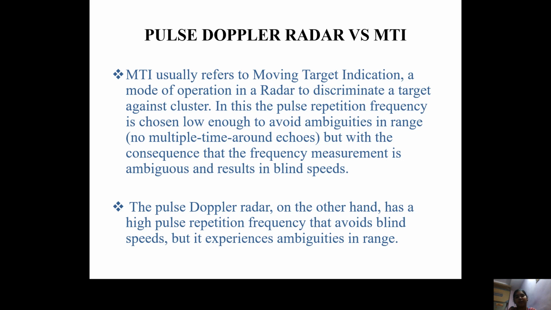In moving target indication, we can clearly determine the range, but we cannot determine the relative velocity with which it is approaching the receiver station. Whereas in pulse Doppler radar, we can easily determine the relative velocity with which it is approaching, but we are unaware of the range, what distance it lies from the observer.